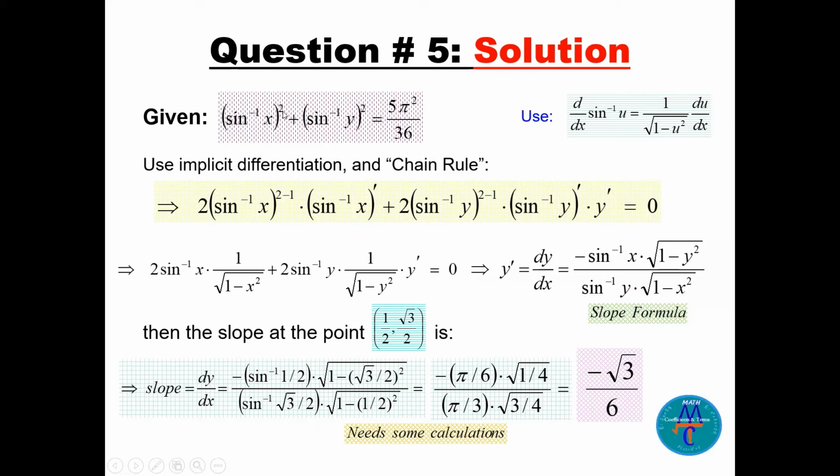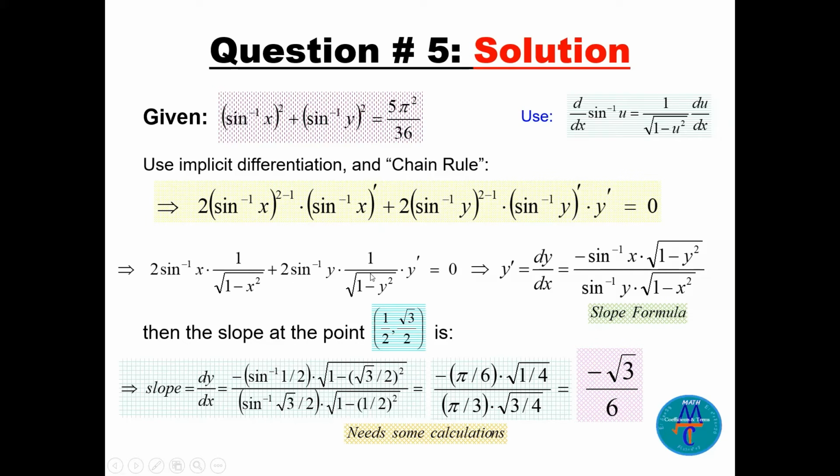This is all to the power 2, so we can also use the power rule. Bring 2 down, inverse sine of x to the power 2 minus 1, which will be 1, times the derivative of the inside, inverse sine of x, plus the same thing for the y. But remember here, y is a function of x. So at the end, we have to multiply by dy over dx, which is y prime, equals. The derivative of this constant is 0. That's a number on the right side, so the derivative will be 0.